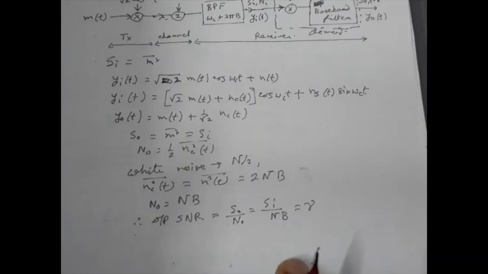That means for fixed transmitted power, the SNR at the demodulator output is the same as that for the baseband signal. That means DSB-SC performance and baseband performance are identical. And so this is the performance of the DSB-SC synchronous detector.